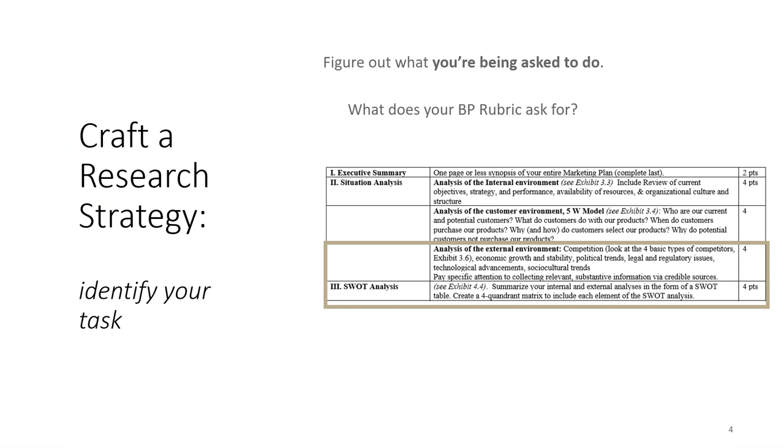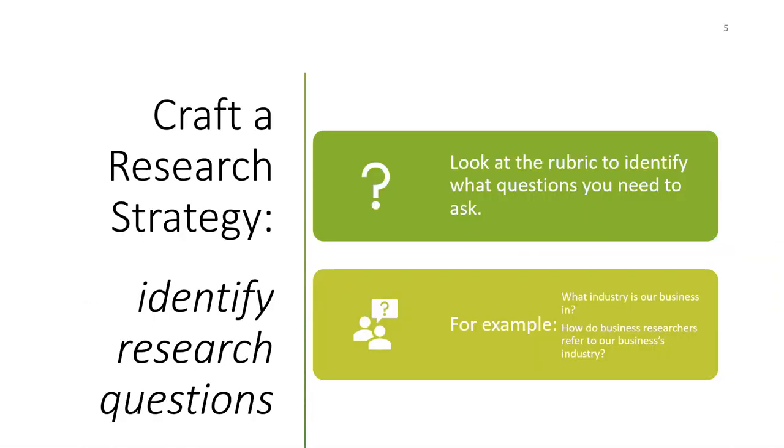So what is your BP rubric asking for? Some of this information you're going to be collecting with primary research, and some of it is secondary research. So we're going to be talking today about the secondary research, which is mostly the analysis of the external environment and the SWOT analysis. The external environment is stuff like competition, economic growth, political trends, legal and regulatory issues, sort of like the environment that your industry is operating in. And then the SWOT analysis gives you practice using this information to create a SWOT analysis.